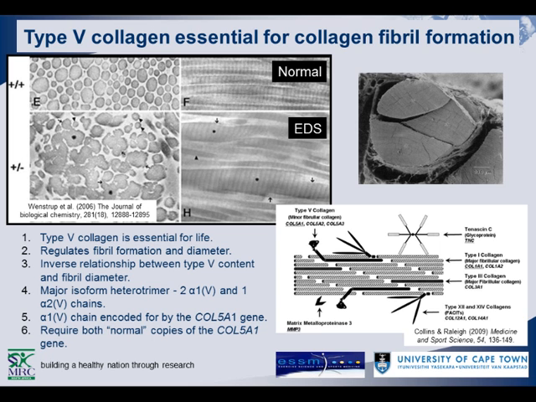Mutations within this gene have also been associated with Ehlers-Danlos syndrome, which is a connective tissue disease, and you require both copies of your COL5A1 gene to be functional. This cartoon over here illustrates how type 5 collagen intercalates with type 1 collagen to form your collagen fibril bundles. And there are many other proteins also involved in regulating this fibrillogenesis, which is the formation of the fibers of your tendons and ligaments.